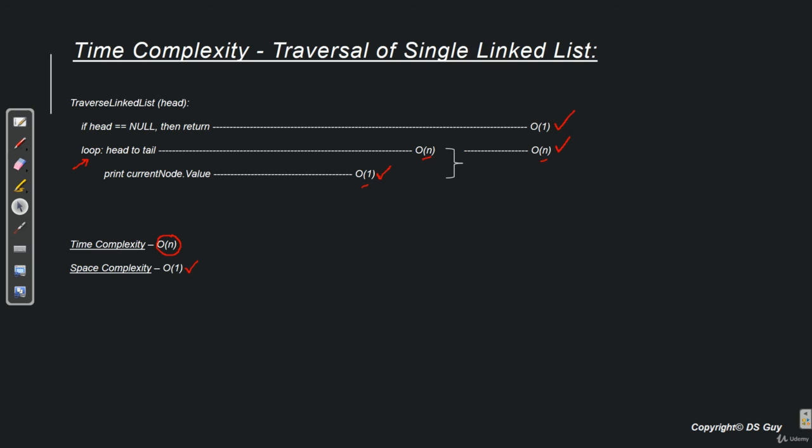So traversing a single linked list is a very simple idea, so we are not spending much time on it. So I hope that you have understood how to traverse in a given single linked list. So with this we end this video. In the next video we'll talk about how to search for a given value in a single linked list.